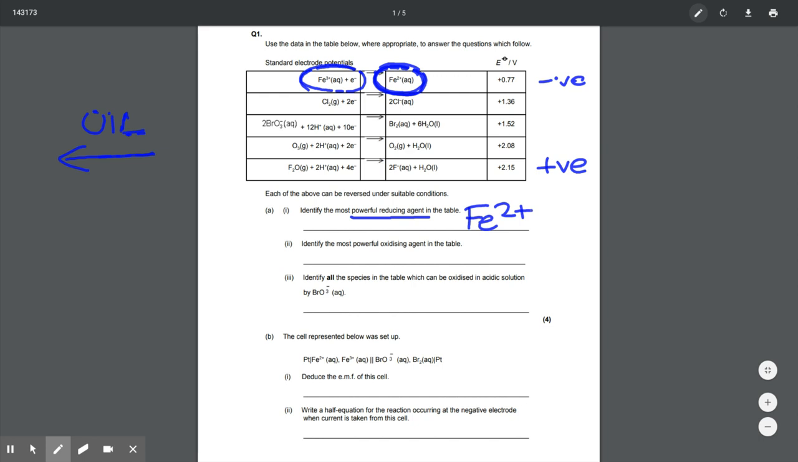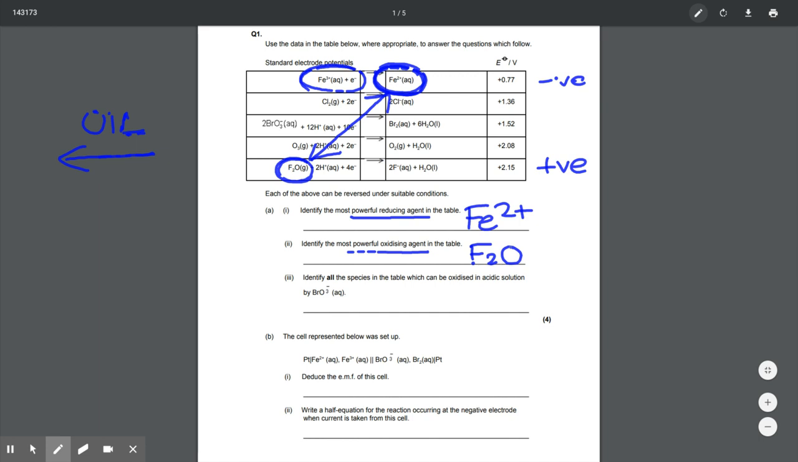Once you have that, the next question is relatively straightforward, because the most powerful oxidizing agent, by essentially the exact reverse of everything else, is usually in a diagonal line across the table. It's the most positive electrode potential and is the species on the left-hand side of the most positive electrode potential. So in this case, it's F2.